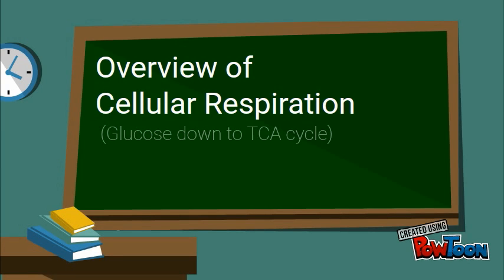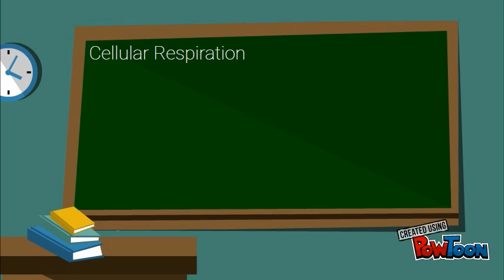This video will be an overview of cellular respiration. Cellular respiration is the process of energy production within a cell. The currency of energy within a cell is a molecule called adenosine triphosphate, more commonly known as ATP. Cellular respiration is the set of reactions which creates ATP from nutrients. So let's see how this happens.